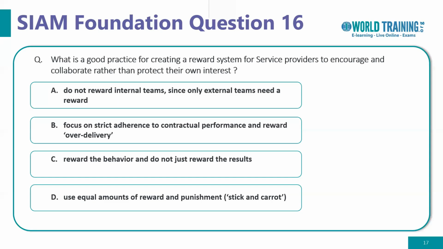Now, if we look at the contractual aspects only, then we are only going like a horse with blinkers, right? We cannot go only by contracts, or whatever is written in the contract. So that is not correct. Charlie: reward the behavior and do not just reward the results.